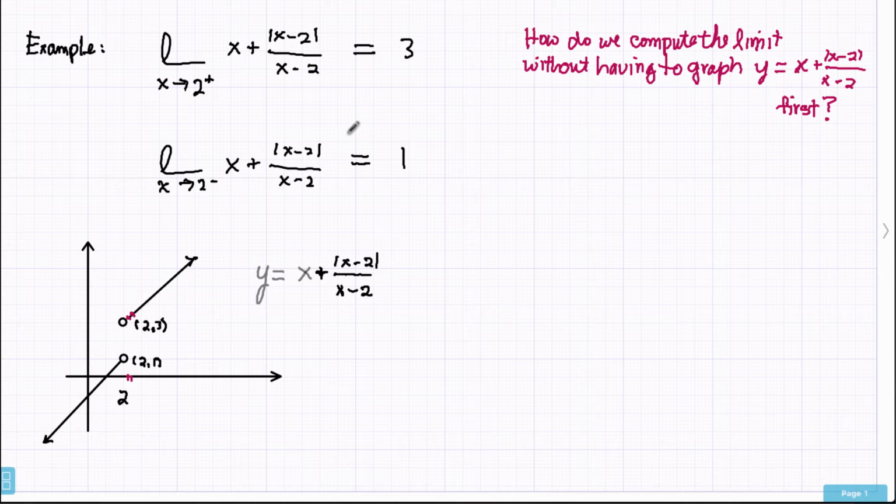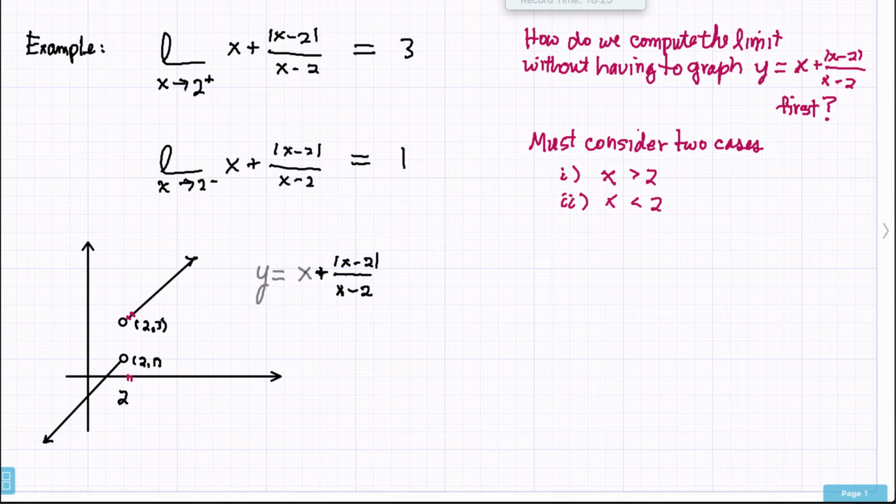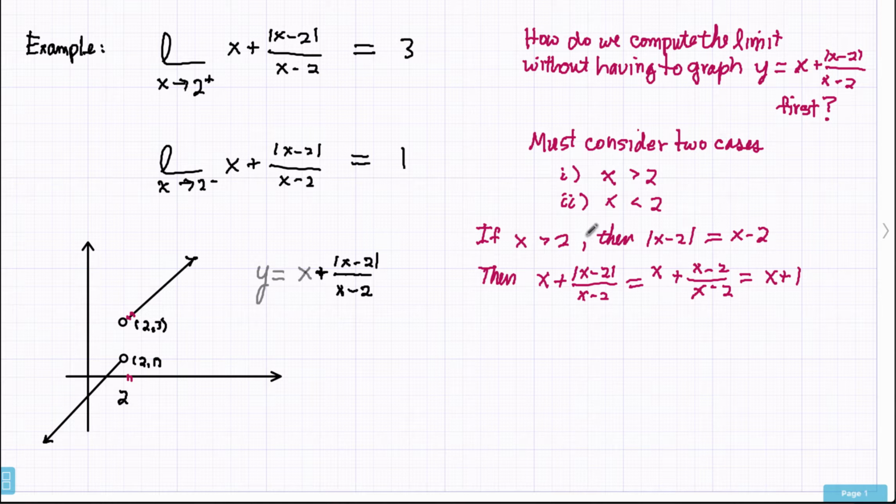The obvious question to ask here is, is there some good way of computing this limit without having to graph the thing first? We essentially have to think through two different cases. In case the number x is bigger than 2, then if you look at the absolute value of x minus 2, because x minus 2 is going to be positive in this situation, that means that the absolute value is just going to be x minus 2. As a consequence, if we look at the complete formula, I can replace the absolute value of x minus 2 with just x minus 2 and simplify and get something quite nice.